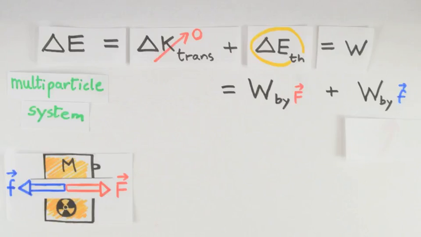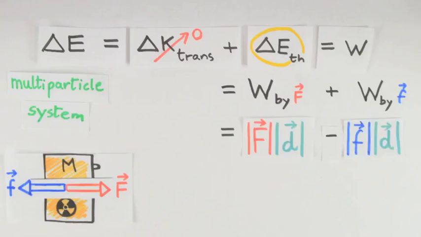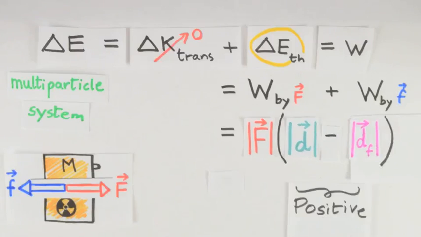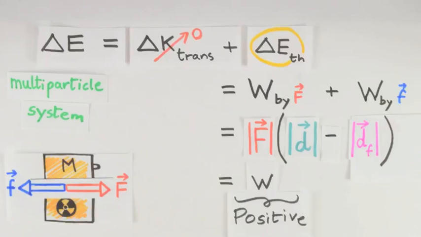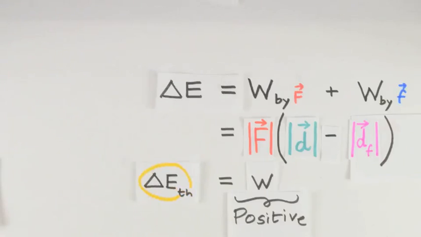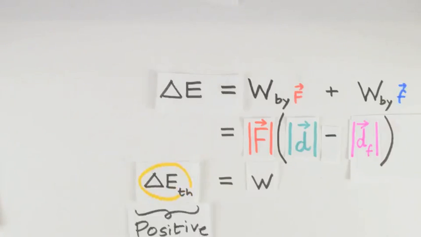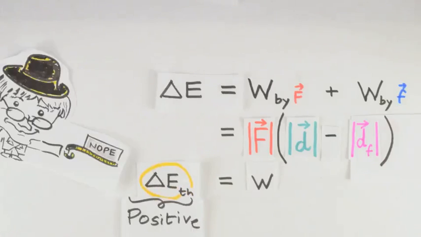So now we can return to our energy principle for the multiparticle system and use the fact that d sub f, the magnitude of the effective displacement for the friction force, is smaller than d, the magnitude of the center of mass displacement. We see that the overall work is now positive and equal to the change in thermal energy, which suggests that the thermal energy increases, which is in accord with what we know from common experience.